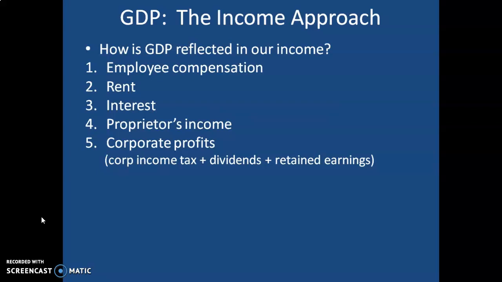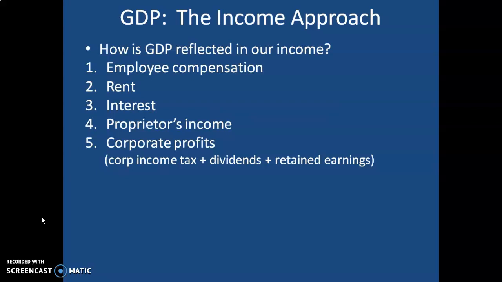Corporate profits are also included in GDP, and notice here I'm showing what we're going to count as corporate profits. We're counting corporate income tax as a contributor to GDP because the income tax that a corporation pays is based on what that corporation has earned. It's based on its income. Dividends are earnings that a company makes that are then shared with their stockholders. We've talked about dividends as we've played the stock market game.